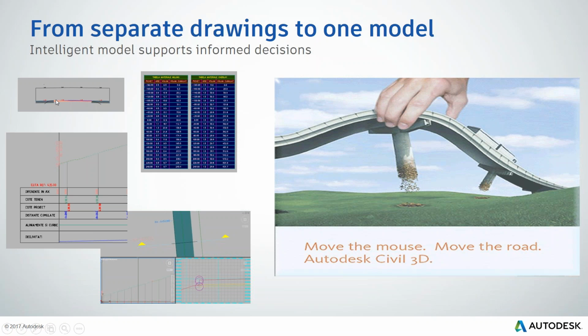What I'm talking about is the interconnection between layout, horizontal alignment, vertical alignment, cross-section, volumetric calculation, and everything is connected. If I change something in one part, it's automatically propagated to the rest of the model. And this is where this tedious job, which needs to be done during road rehabilitation, we are partially helping you with intelligent subassemblies.